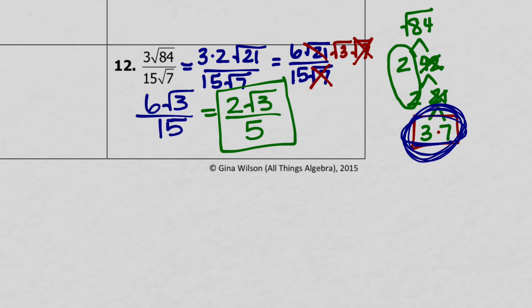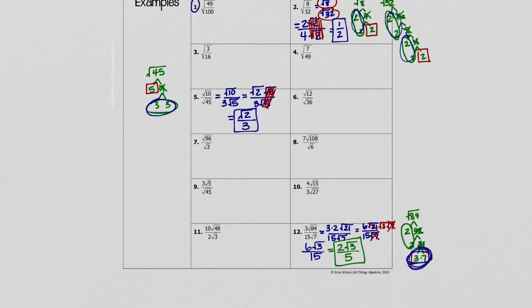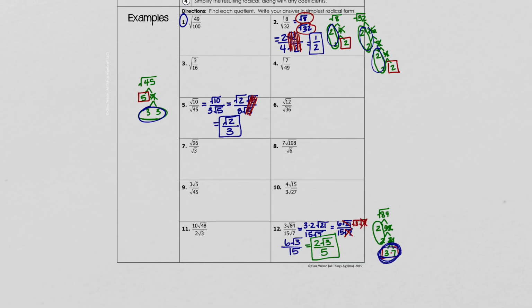All right, so your job today is to do the rest of these problems. Okay, I already circled number 1, so you're going to do 1, 3, 4, 6, 7, 8, 9, 10, and 11, and then have them checked.